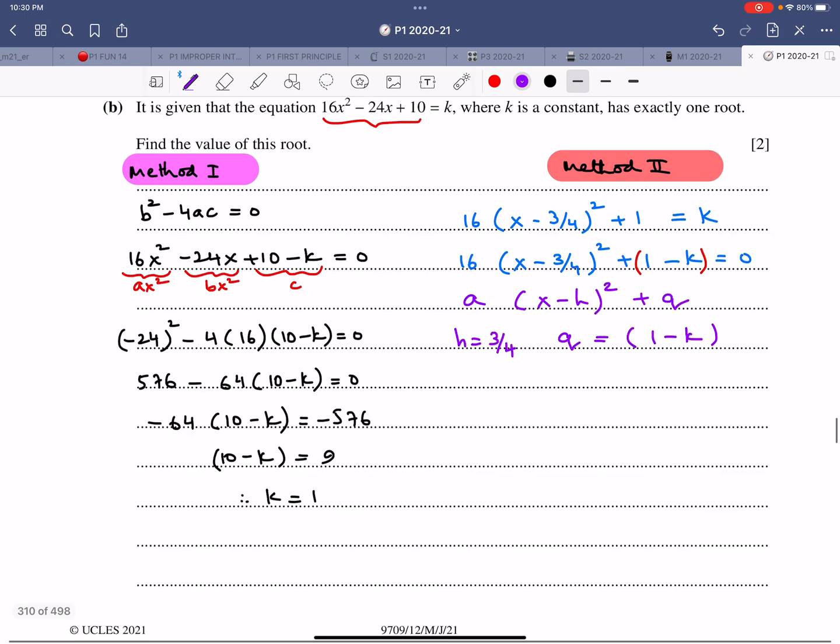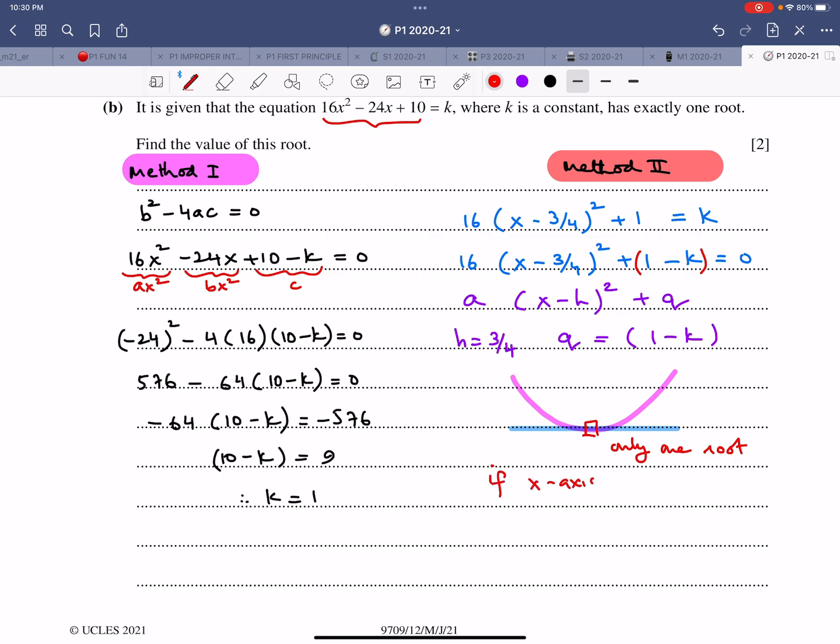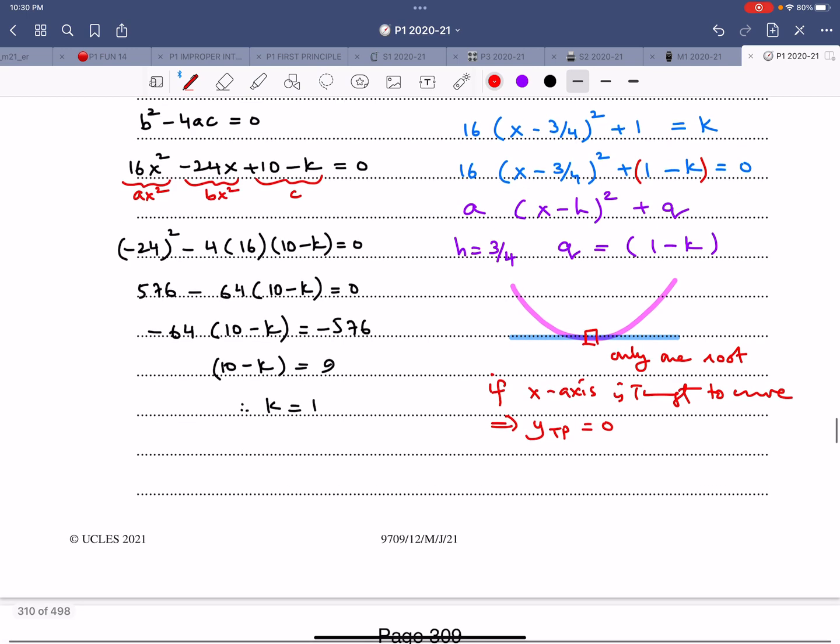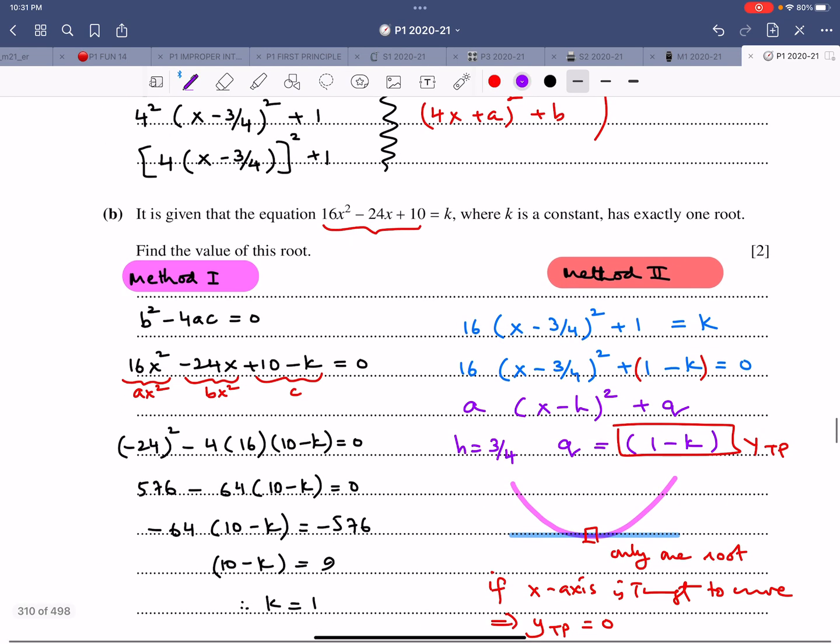Now a curve will touch the x-axis, and therefore it will have only one root, if the x-axis is tangent to the curve. So when the x-axis is tangent to the curve, the y coordinate of the turning point is 0. This is the y coordinate of the turning point. So 1 minus k equals 0. Therefore k is equal to 1. This is also a beautiful alternative approach. I'm not saying that you should do this, but I'm saying that this is possible.